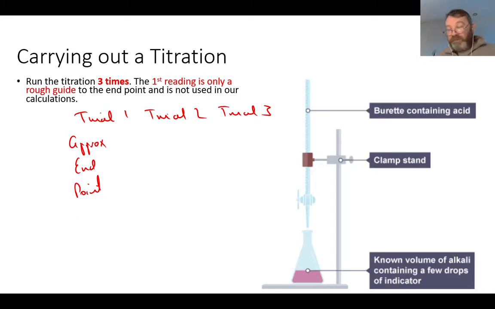So again, we open the tap, we allow in the acid from the burette until we get a color change. Now, normally for the first one, we're way off. So let's say, for example, we get 27.6 centimeters cubed. Okay, then we run the titration again.